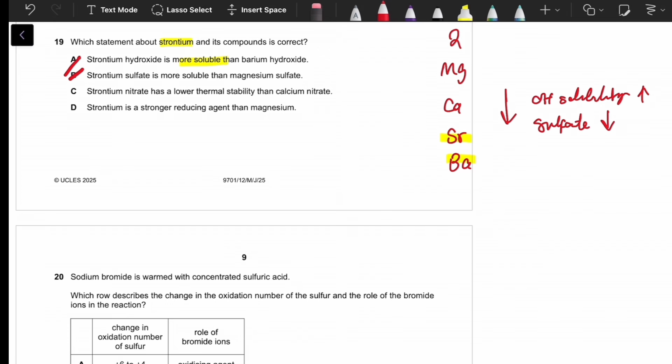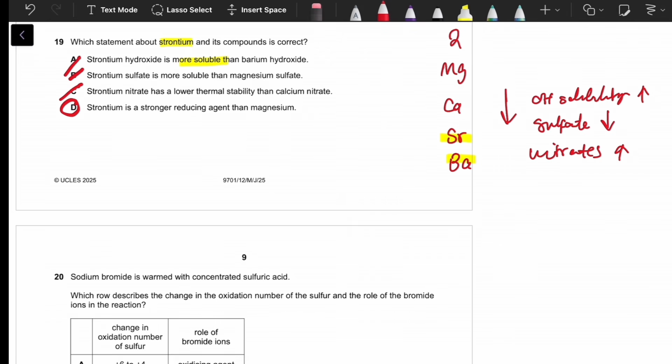Then option C states that strontium nitrate has a lower thermal stability than calcium nitrate. This is again false, because the thermal stability of nitrates increases as you go down the group. Therefore, strontium nitrate would actually have a higher thermal stability than calcium nitrate. So that would leave us with option D, and that is strontium is a stronger reducing agent than magnesium.